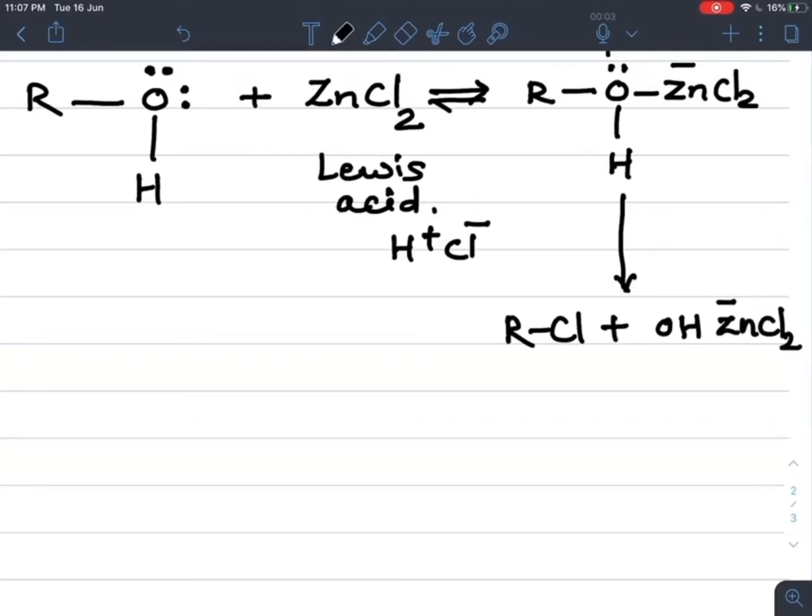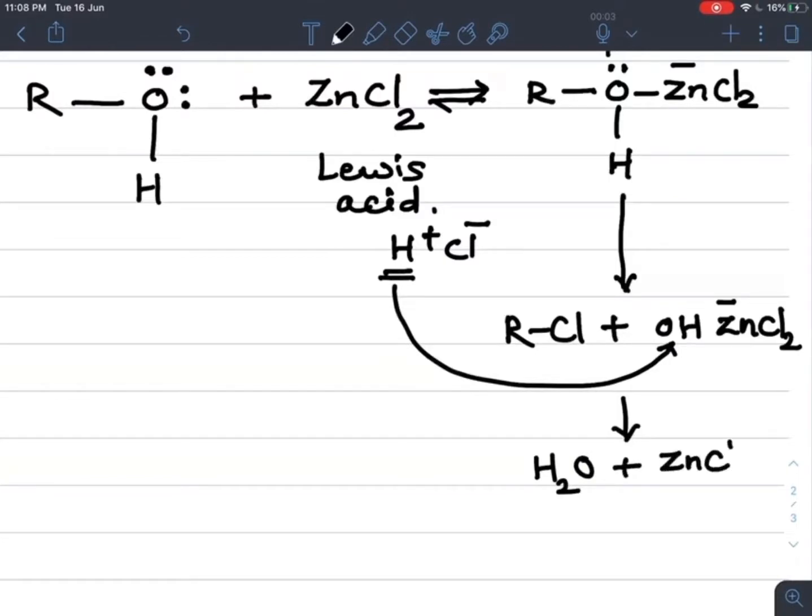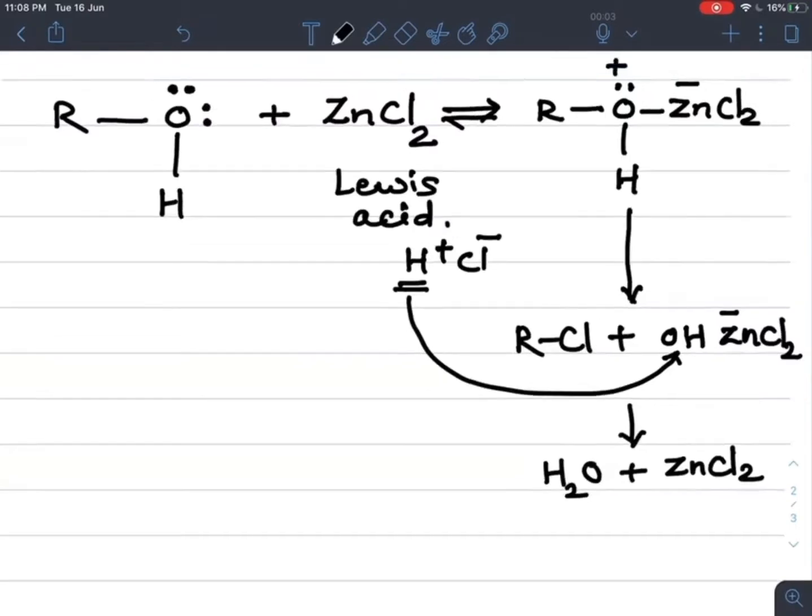Okay. Now this H plus is also present in the solution. This H plus, without its electron, goes towards this OH minus, and by combining with this OH minus, an H2O molecule is formed, which is neutral, and ZnCl2 is formed. So this way, this is the mechanism of Lucas reagent.